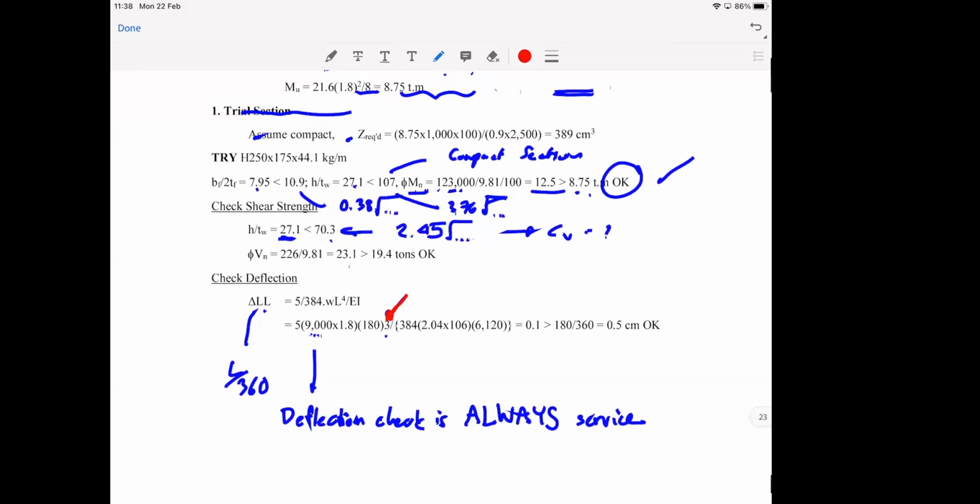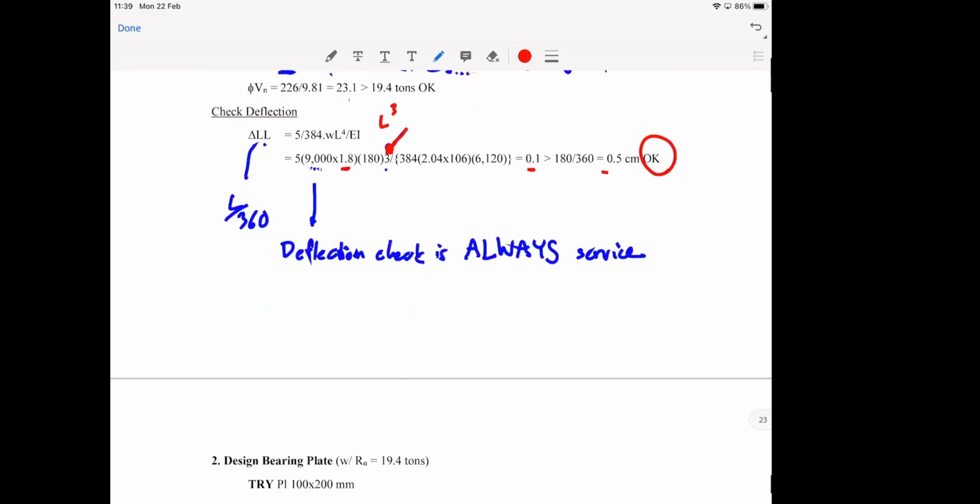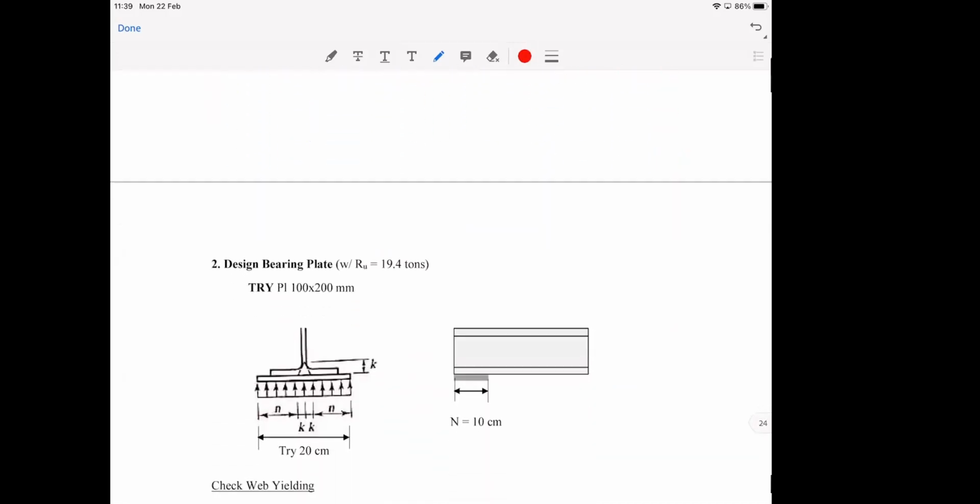Okay, and that's how I handle my calculation of the deflection. I multiply the load with the meter, and then I have L cube left, and I use it in centimeter. So I take care of the unit change, and I got 0.1 centimeter, which is less than our limit of L over 360, which is 0.5 centimeter. So I am okay in terms of deflection as well. Now I can move on to the base plate.